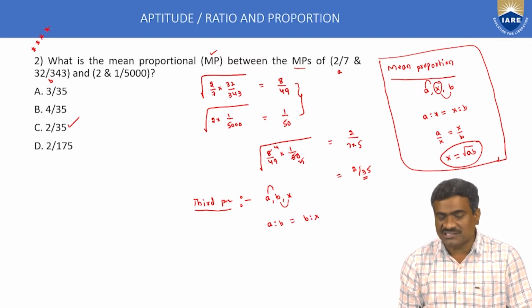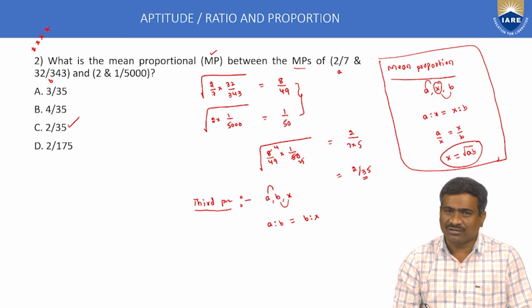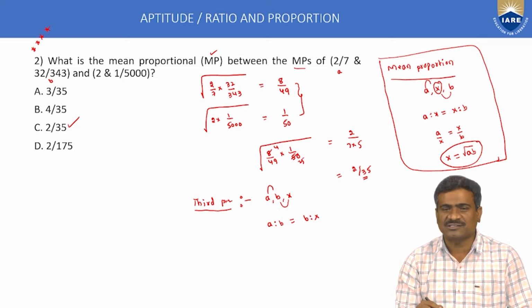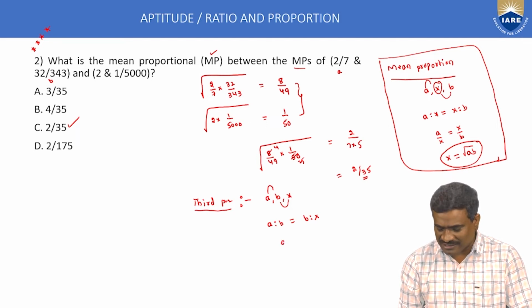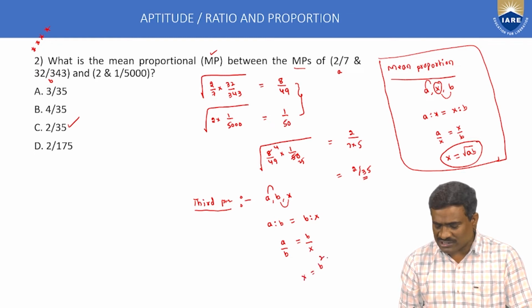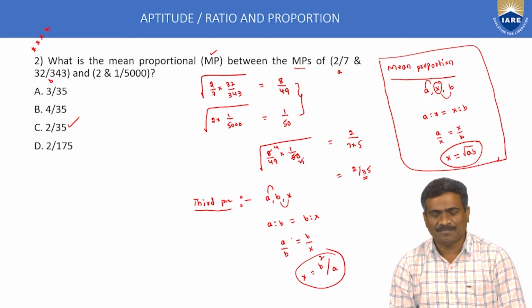Apply proportion principle, equality. Otherwise, product of extremes is equal to product of means. Next, A by B is equal to B by X. X is equal to B square by A. This is about third proportion.